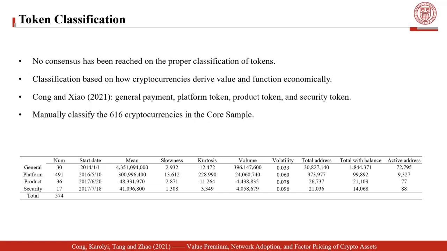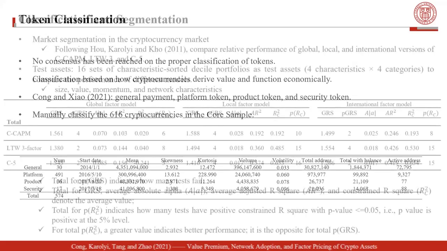And of course, not surprisingly, the general payment and platform tokens are the dominant categories, but there are a number of product and security tokens. They show very different volatility patterns. And in terms of active addresses, you can see a big network effect in the general and platform payment tokens, whereas we don't expect much network effect in security tokens and product tokens.